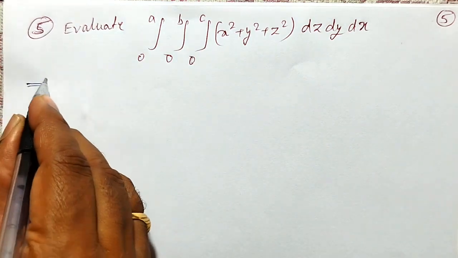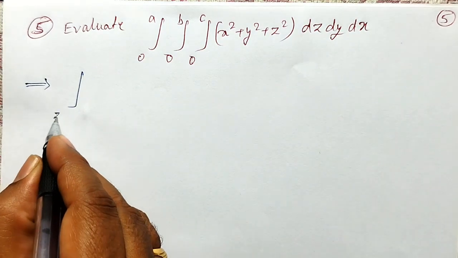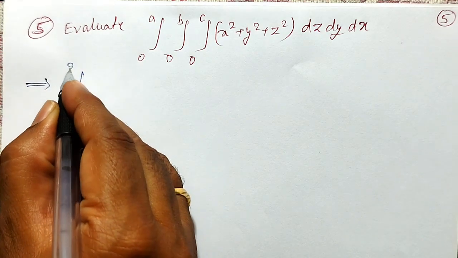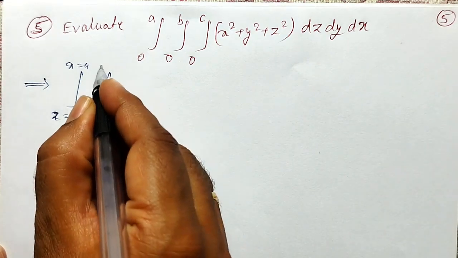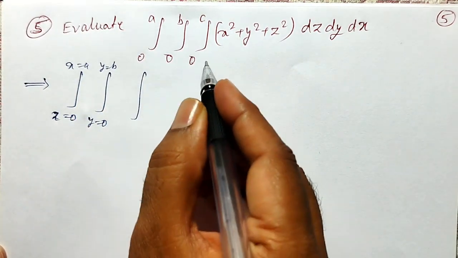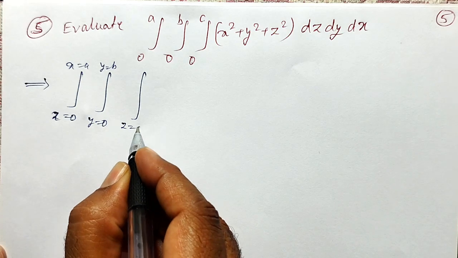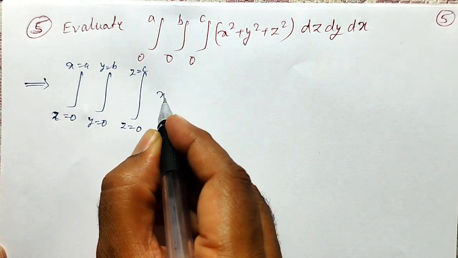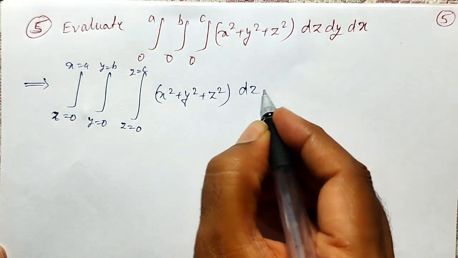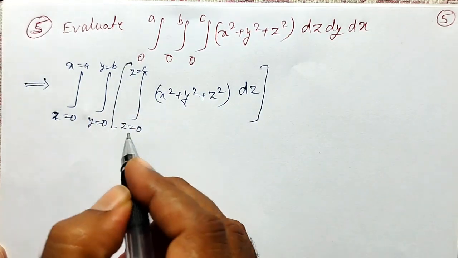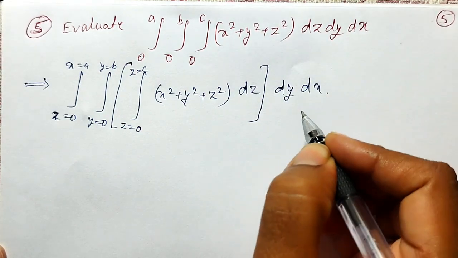Therefore I will rewrite the given equation: the outside limit will be for the outside variable, that is x equal to 0 to x equal to a, and the second interval is for y equal to 0 to y equal to b, and the inside integration is for the inside derivative variable, that is z equal to 0 to z equal to c, (x square plus y square plus z square) dz. And for this one I will put a bracket, which is going to be integrated first with respect to z, then with respect to y, then with respect to x.